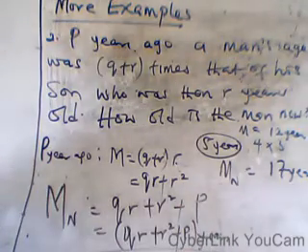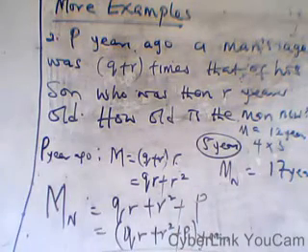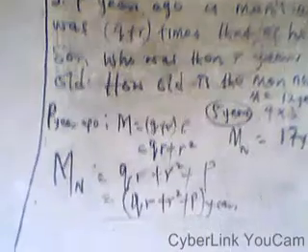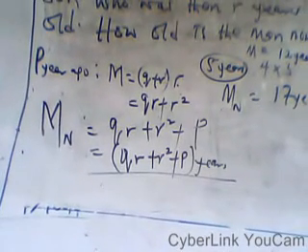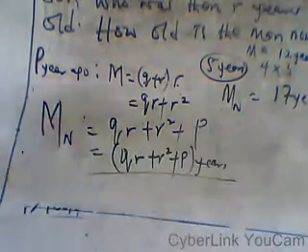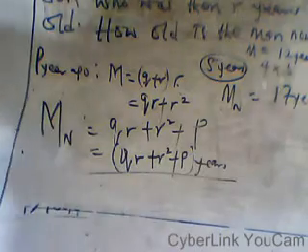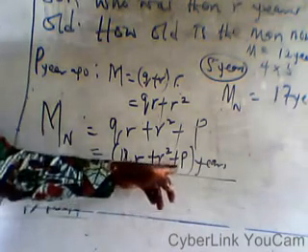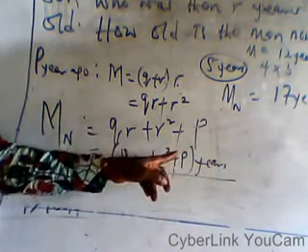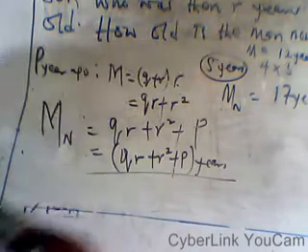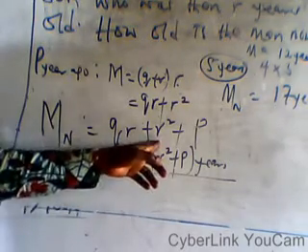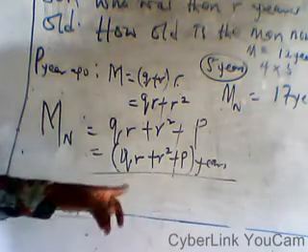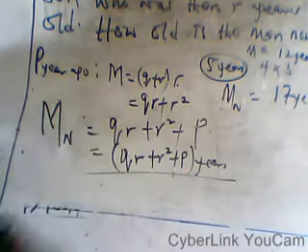So the man's age becomes what? Q R plus R squared plus P years. That will be the age. So let's use the number that we used the other time. If Q is 1, R is 3, P is 5. Now our question here. It means that I am going to have 3 times 1, 3. 3 times 3, 9. 9 plus 3, 12. 12 plus 5, you see, 17.